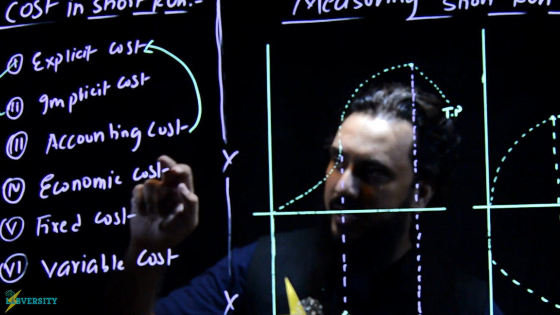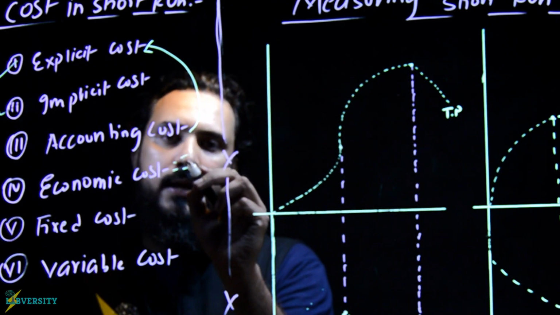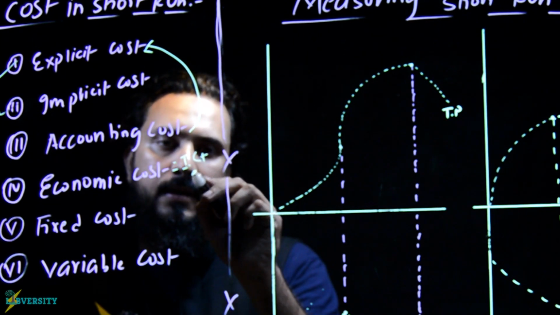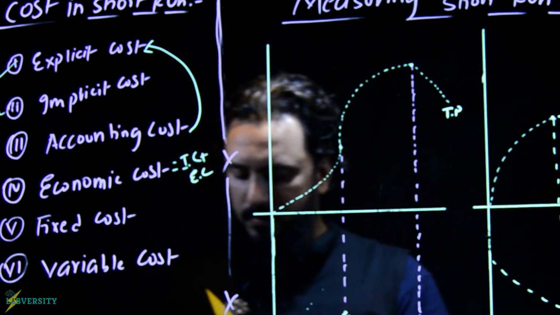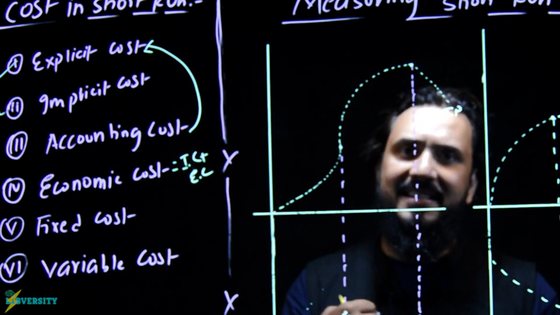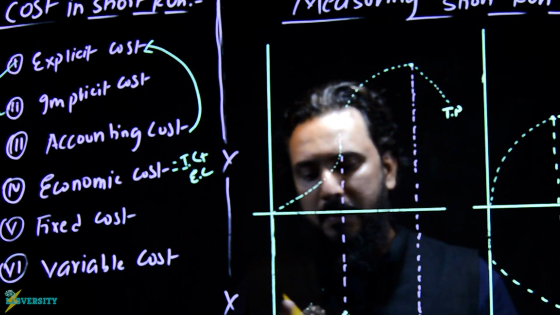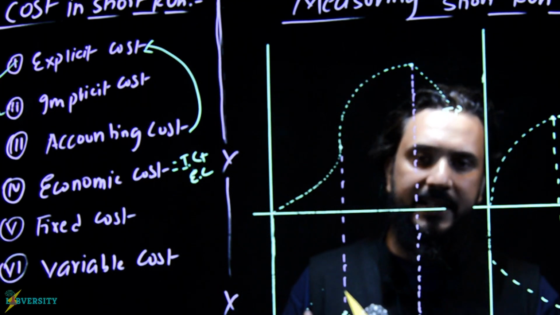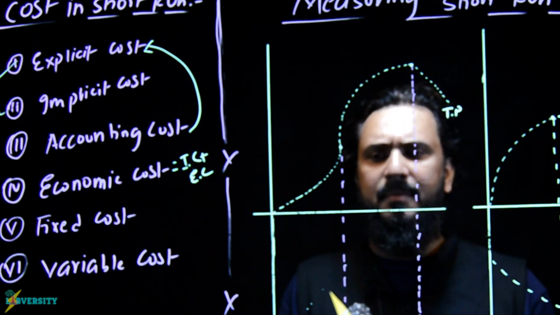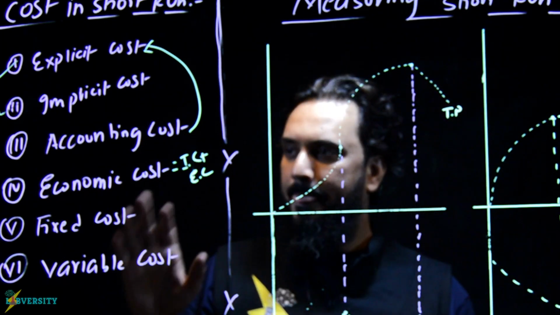Therefore economic cost is equal to implicit cost plus explicit cost. Just because the economy considers the opportunity cost of everything, meaning if you are putting resources into any activity, the economy will consider what benefit we could have had from putting these resources into some other activity.